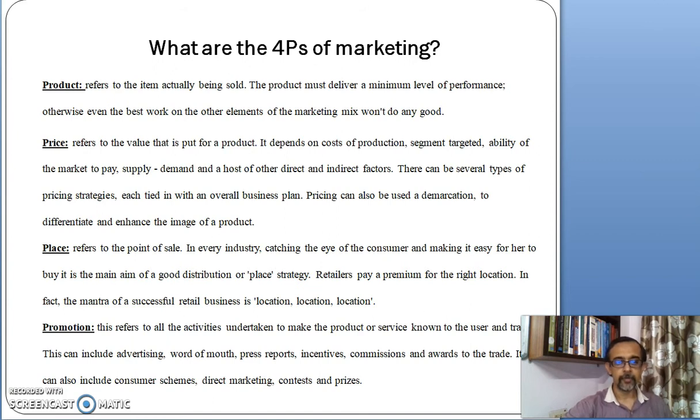Promotion. Promotion refers to all the activities undertaken to make the product or service known to the user and trade. This can include advertising, word of mouth, press reports, incentives, commissions, awards to the trade. It also includes consumer schemes, direct marketing, contests and prizes. So these are the 4 P's of marketing mix: product, price, place, promotion.